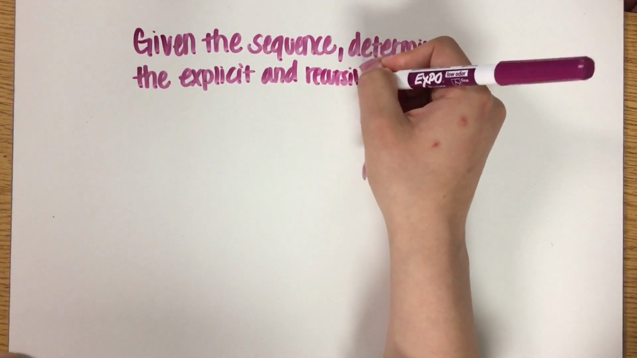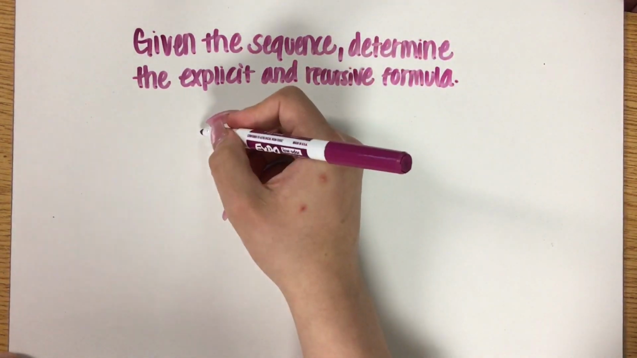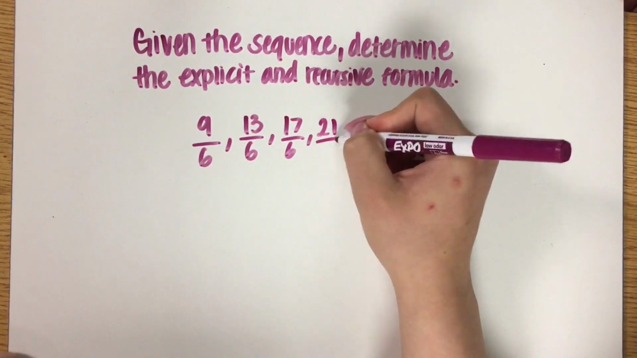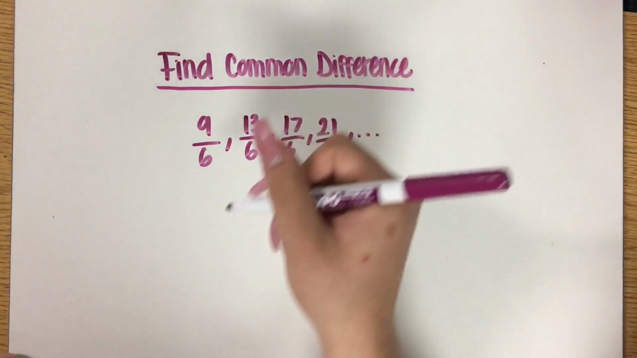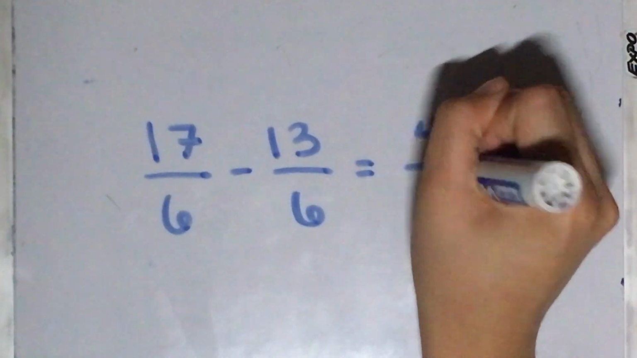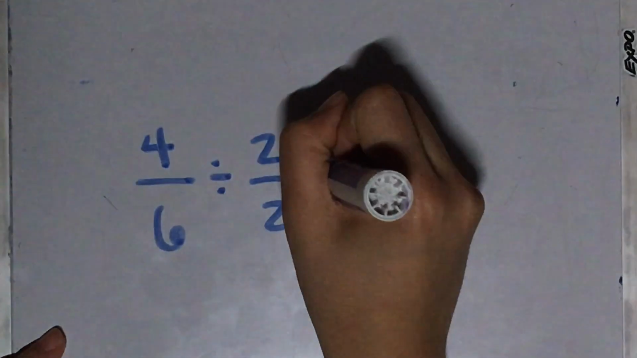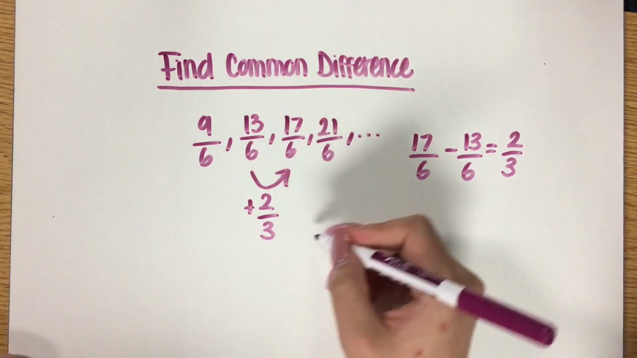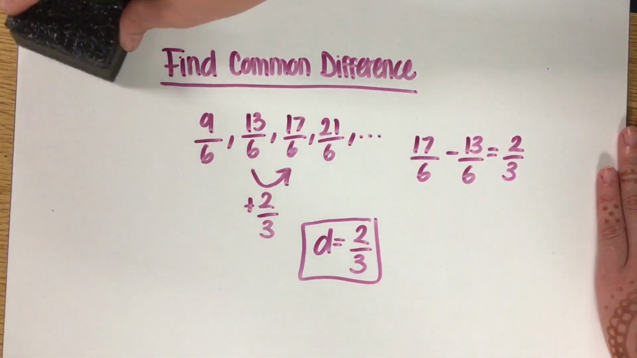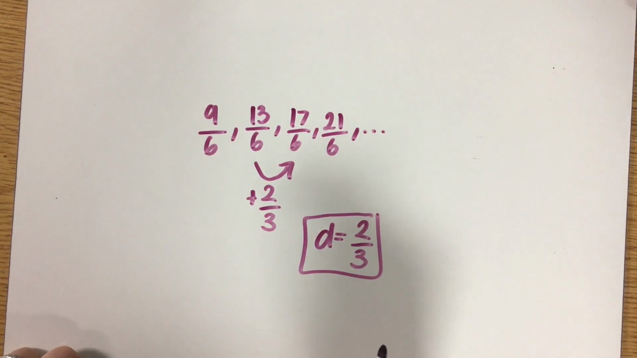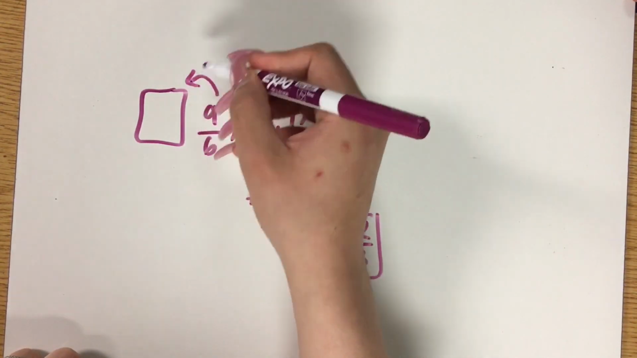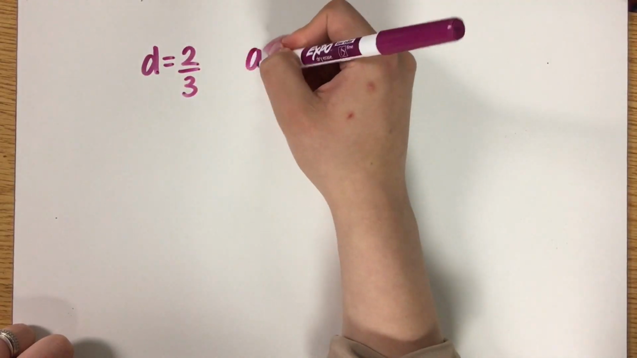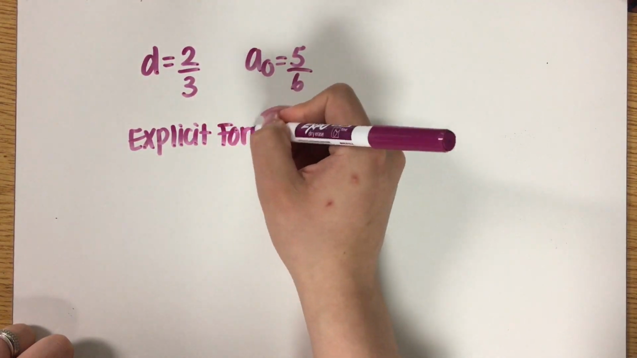Given the sequence, find the explicit and recursive formulas. Find the common difference. Find the difference of each term, and then find the zero term using the difference. You will need the zero term and common difference to find the recursive and explicit formulas. Plug in the zero term and the common difference into the explicit formula.